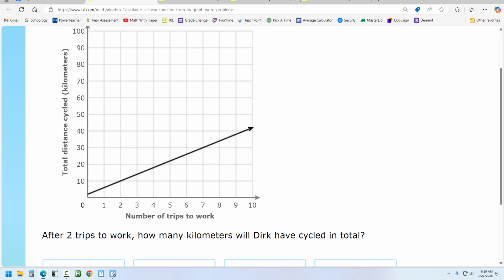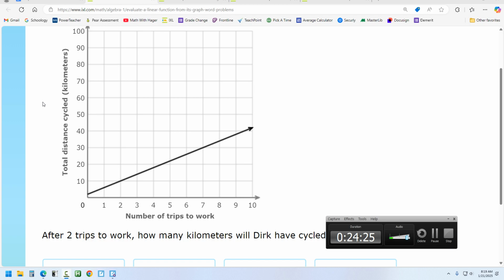Okay, is there any question on that? Okay, so that's a sample of the 4 different types of problems you'll see in the IXLs.